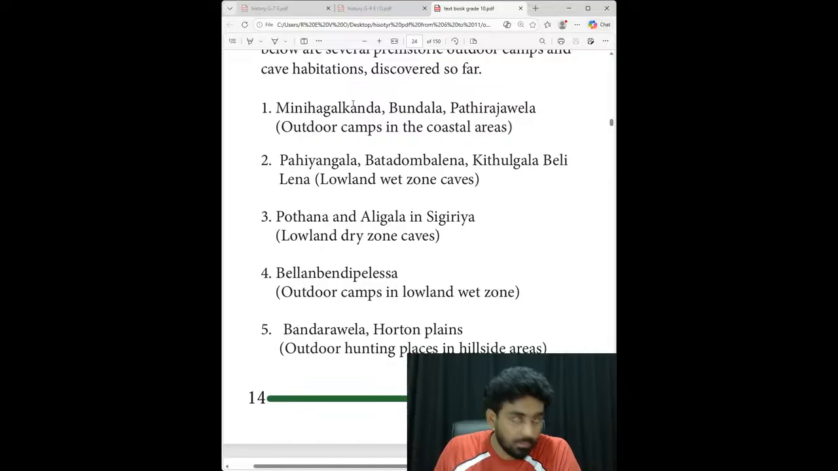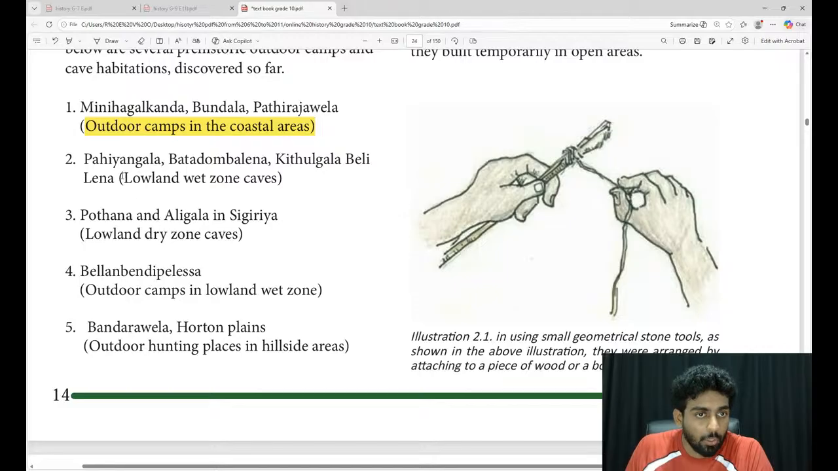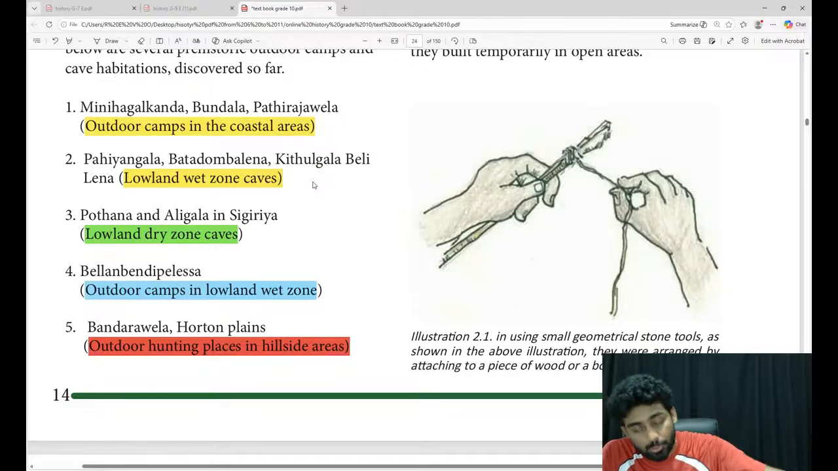I hope you can see this. Can you see this? Yes, you can see outdoor camps in the coastal areas, lowland wet zone caves, lowland dry zone caves, outdoor camps in the lowland wet zone, caves, and outdoor hunting places in hillside areas. So during rainy seasons they lived in caves, and during the dry season in outdoor camps. We need to remember this.